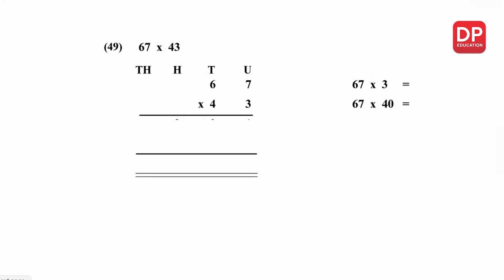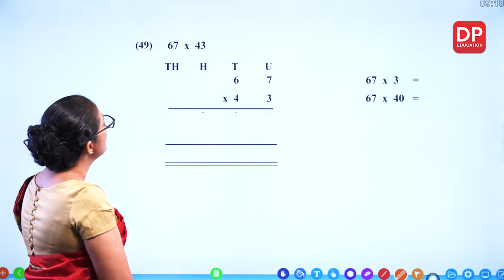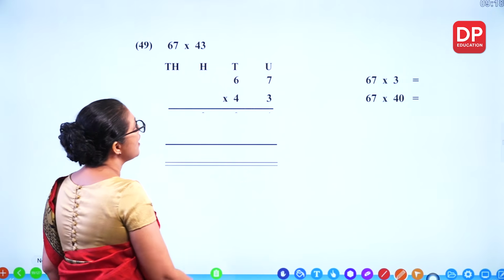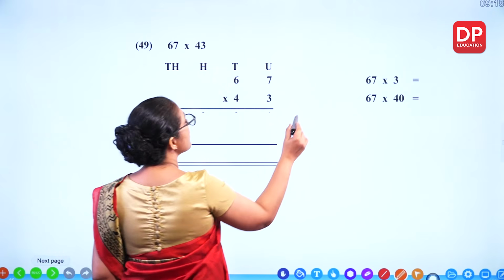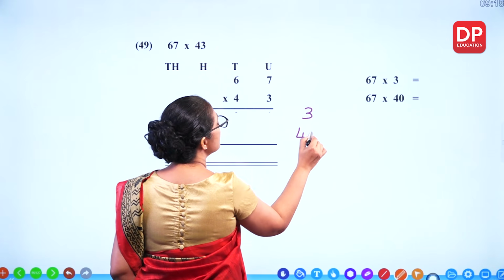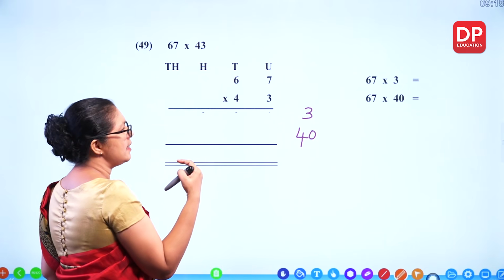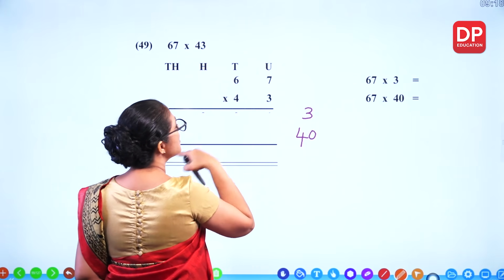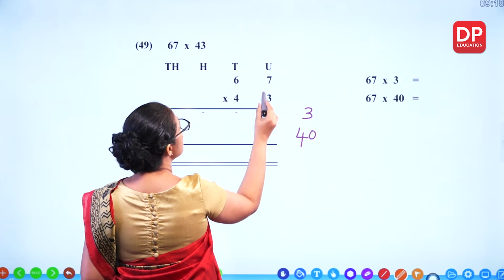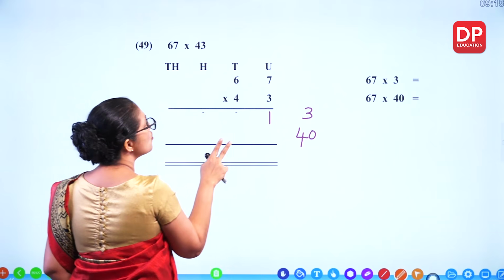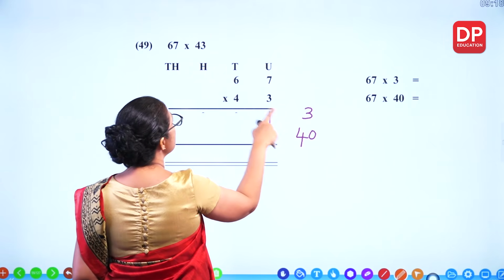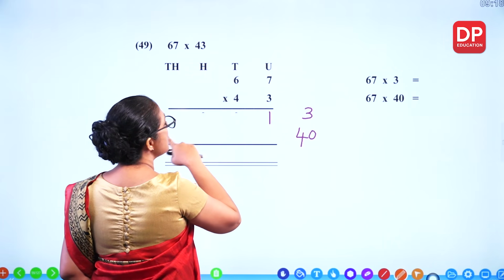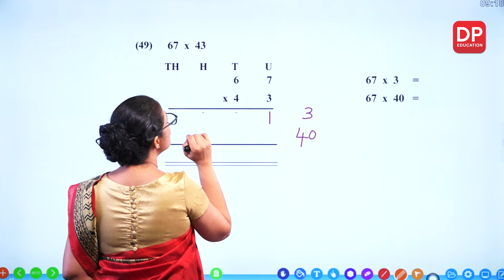Now we'll do the same thing. So we'll write down 43. How can you write 43? 3 and 40. You can do other way around as well. 40 and 3. Doesn't matter. So we'll multiply by 3. 3 times 7, 21. 2 remaining. 3 times 6, 18. Plus 2, 20.